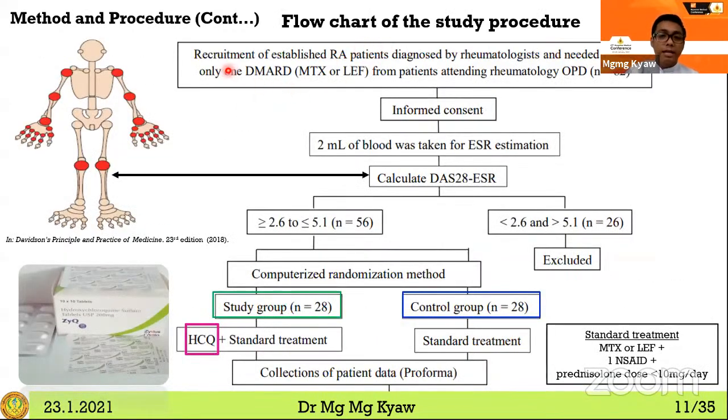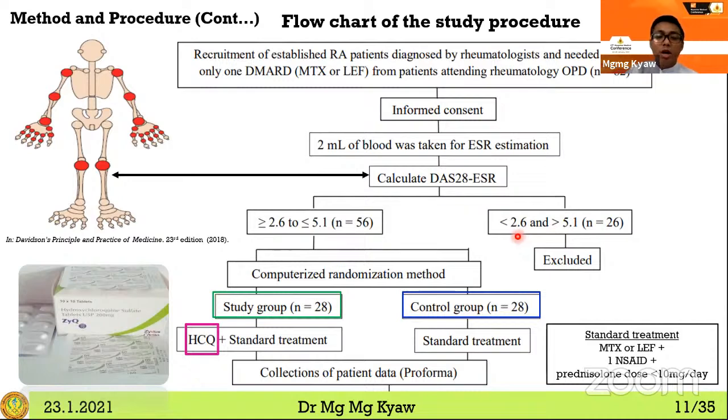Here is the flowchart of the study procedure. The recruitment of established RA patients diagnosed by a rheumatologist was done, and the selected patients needed to take only one DMARD, methotrexate or leflunomide. Both oral and written informed consent were taken. To identify disease activity, 2 ml of blood was taken for ESR estimation. Disease activity score in 28 joints using ESR was calculated. Based on calculation, DAS28-ESR score more than or equal to 2.6 to less than or equal to 5.1: total 56 patients were recruited.